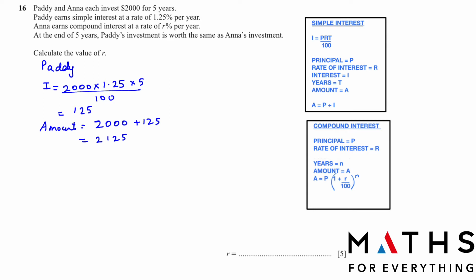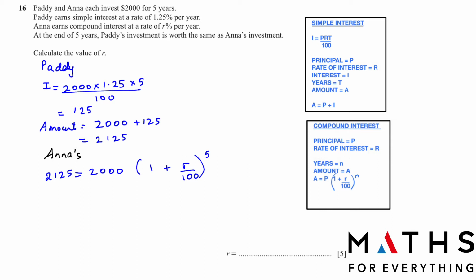So now let's do Anna's. Amount is 2125, we know. Principal was 2000. 1 plus R, which we don't know, to the power of n. n is the number of years, which is 5. So we have to make R the subject.